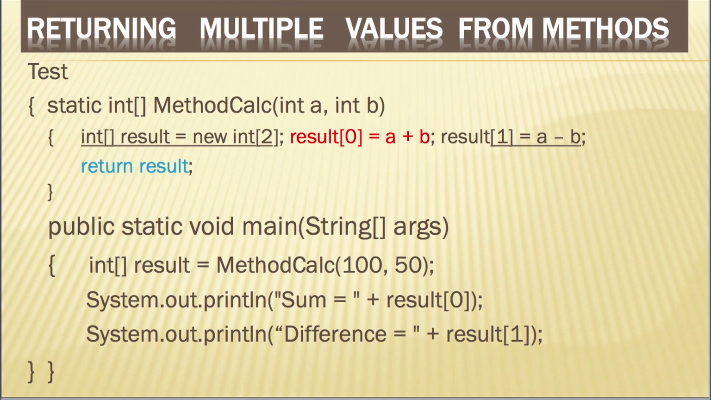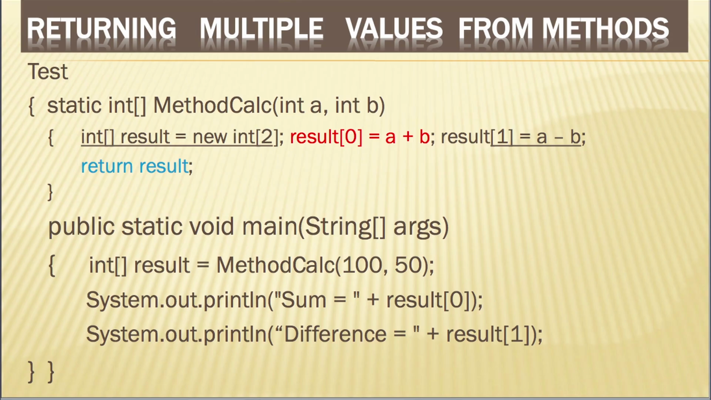So in the 0 position of the result, it will store the sum of a and b, and in one position of the result array is a minus b, the difference of a and b. So this way we can return more values. So this is the method. Suppose we have to return more values, then we can use call by reference or an array.